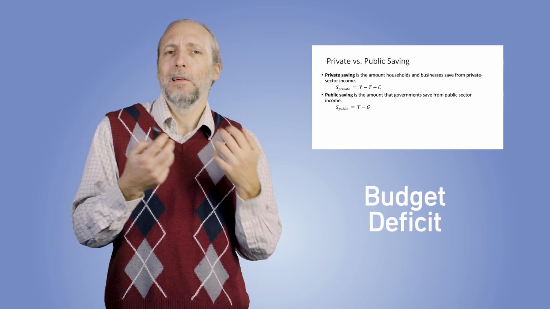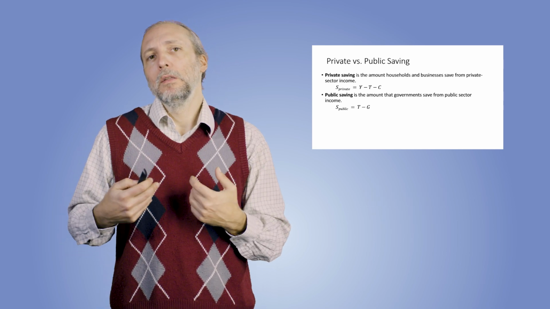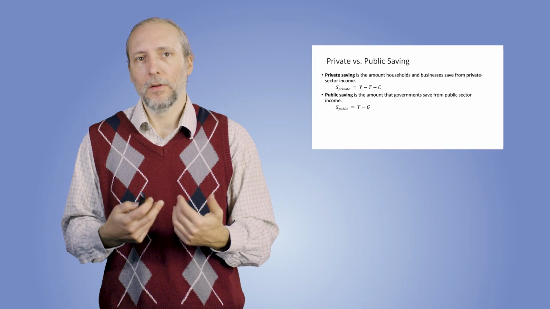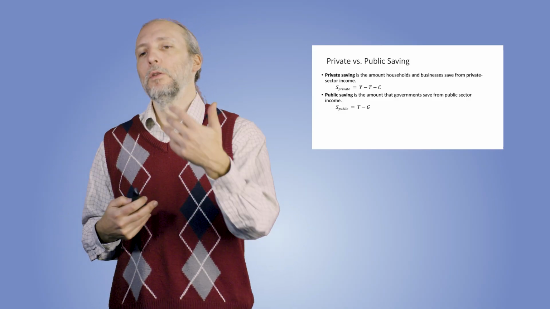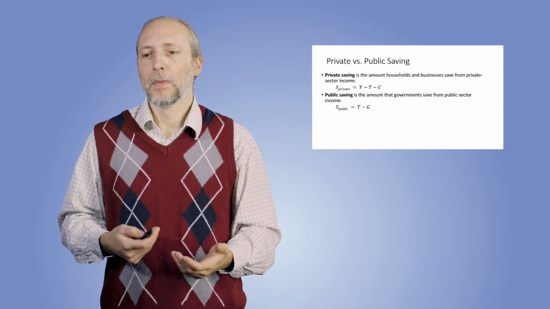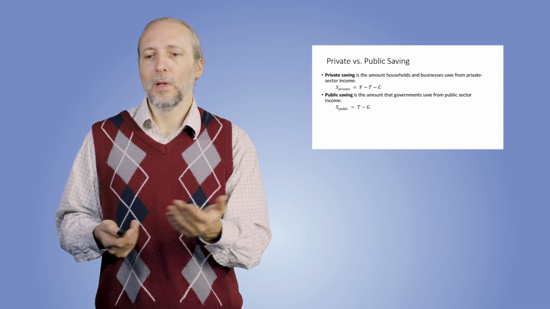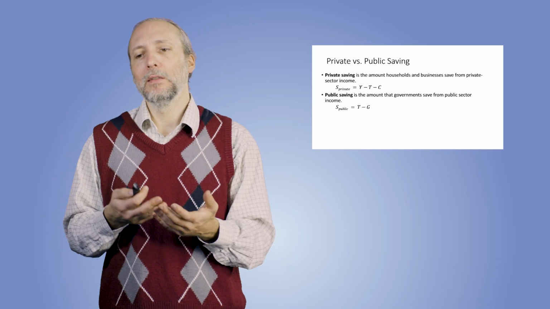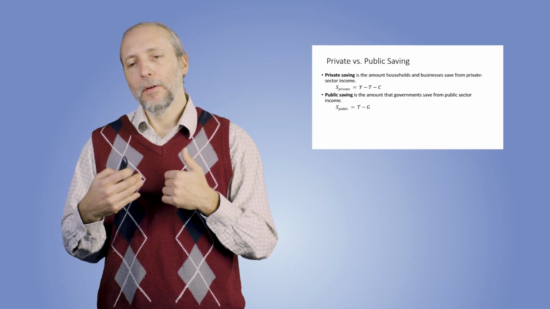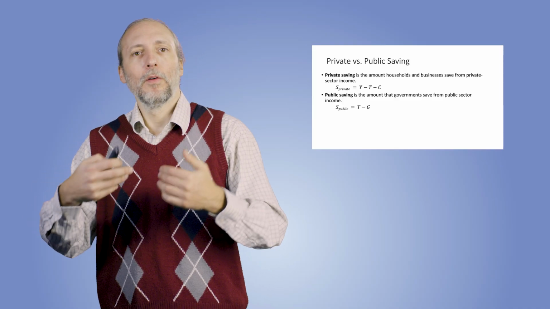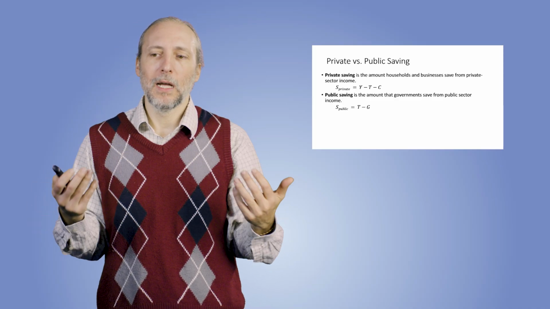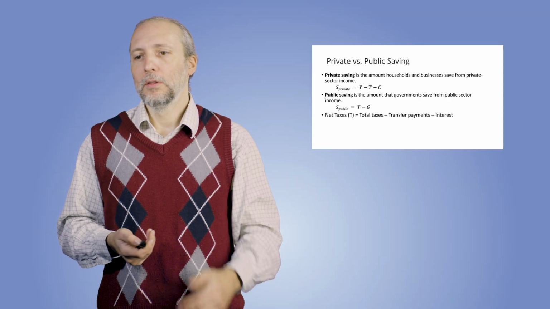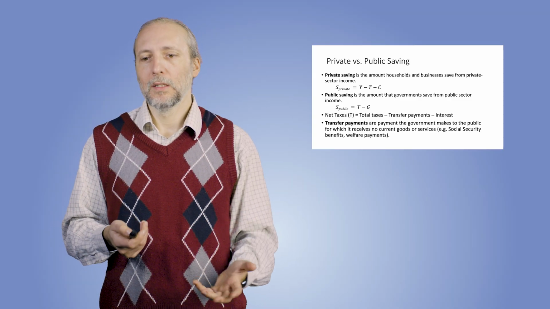What does it mean to have negative savings? It means you're spending more than your income, and so you must be borrowing the difference. Negative savings means you're borrowing instead of saving. And it just follows from the formula that if you add private saving and public saving, the taxes cancel out, because they're simply a transfer within the economy from the private sector to the government, and you're left with Y minus C minus G, total saving.